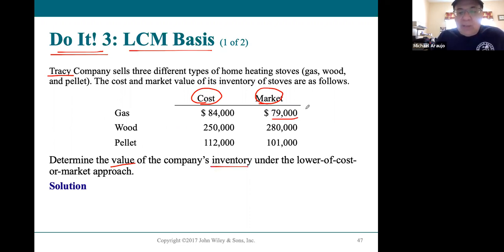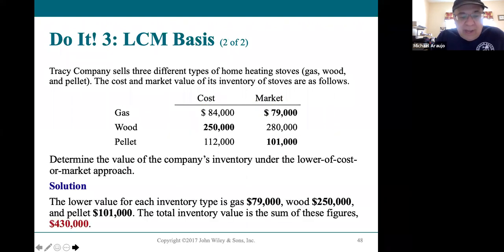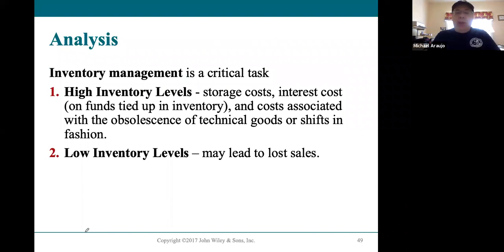So you're basically just picking the lower numbers for each of the types of stoves and adding them together. And so the actual value of the inventory on the balance sheet using the lower cost or market would be $430,000. And that's all there is to this. I mean, it's really very, very straightforward. There's no surprises here, okay?